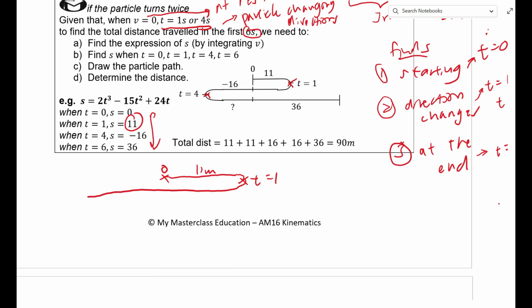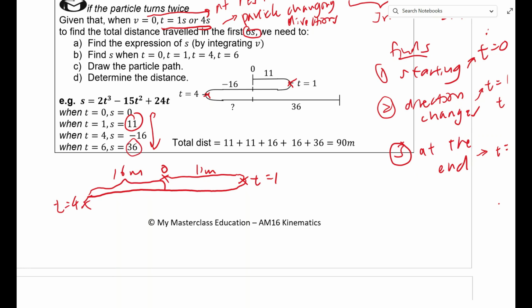So this negative 16 is with respect to our initial fixed point O. So it means it is 16 meters behind fixed point O, which is not equivalent to traveling 16 meters only. This part will be your 16 meters, not the entire length. So here at t equals 4, it changes direction again. So around here is when t equals 4. And finally, when t equals 6, s equals 36.